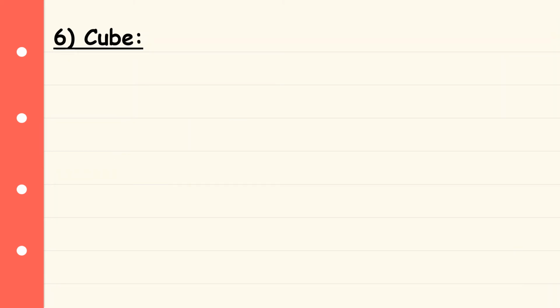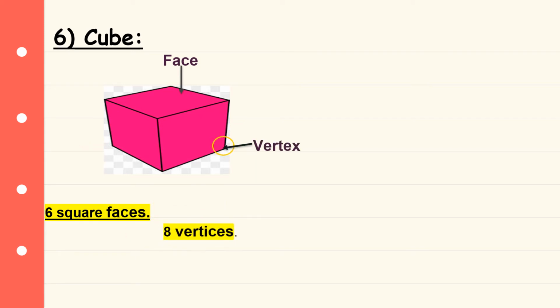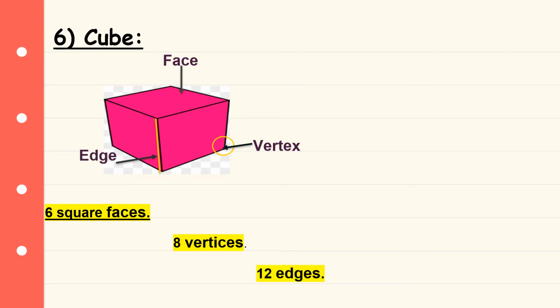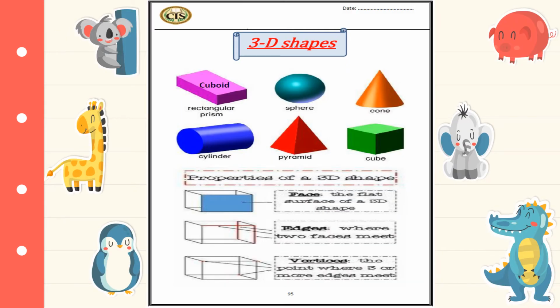This 3D shape is called cube. How many faces in the cube? The cube has 6 square faces. And how many vertices? It has 8 vertices. What about edges? How many edges in the cube? It has 12 edges. And we can find cube in our real life in many things, like ice cubes and dice. Now let's open our booklet.